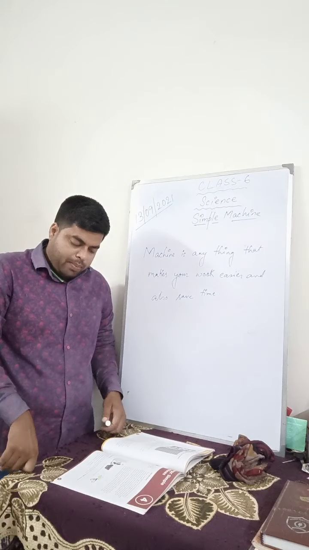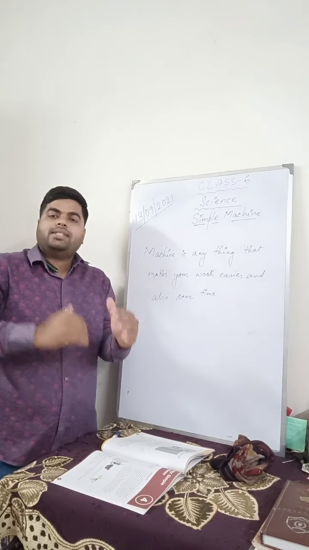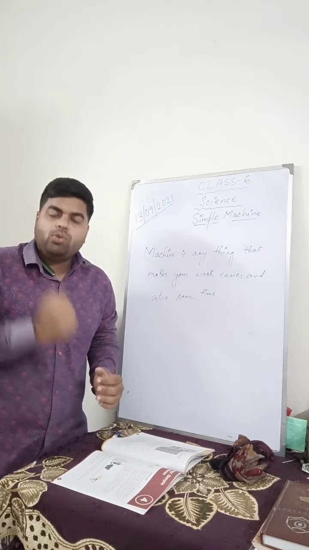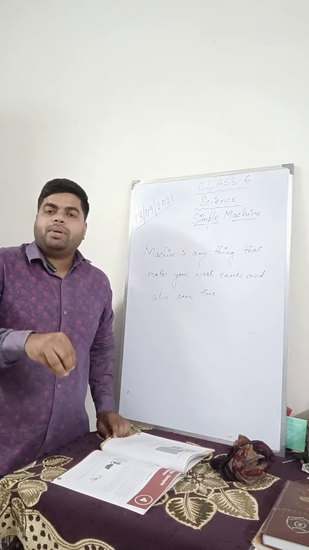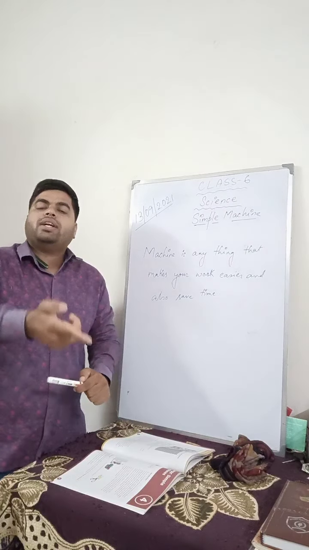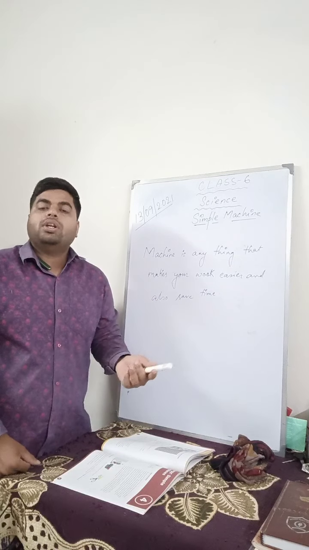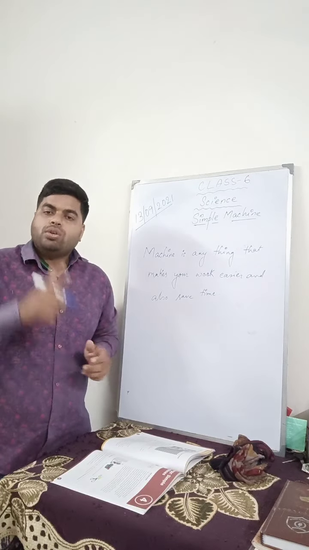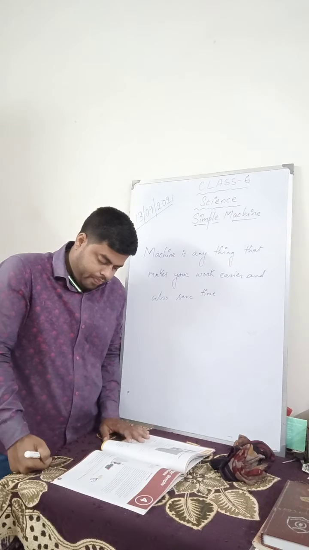Number one, multiplying the magnitude of the force. Simple machines actually increase the amount of force that you apply. Suppose you apply 10 Newton of force using a simple machine, that simple machine will convert that 10 Newton into maybe 20 Newton, 30 Newton, 40 Newton and makes your work easier. So the first one is multiplying the amount of force you use.